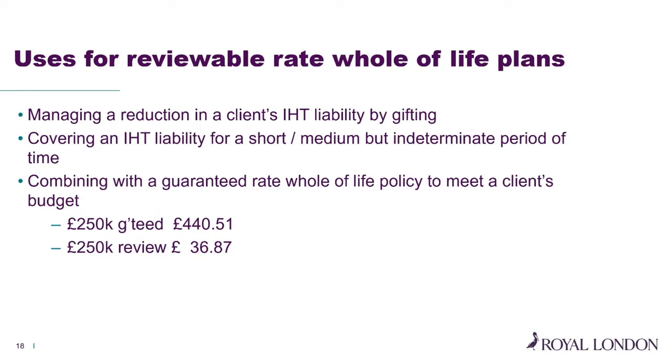And what we got was 250,000 guaranteed for £440.51 and 250,000 reviewable for £36.87 for the first 10 years, bringing us nicely in under their budget. Yes, the reviewable rate premium will increase after 10 years, but in respect of 250,000 of the cover, not all of it, if they'd gone the whole 500,000 as reviewable. This is, of course, just an example of combining guaranteed and reviewable rates to meet a client's budget. You're absolutely free to try different combinations to suit a client's particular circumstances.